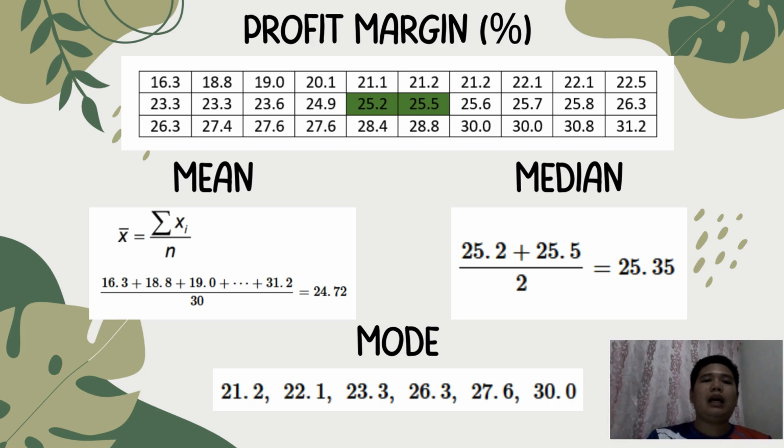Since there is more than one mode in this dataset, we can call it multiple modes, and my answer is 21.2, 22.1, 23.3, 26.3, 27.6 and 30, since each of these values occurs 2 times. And that's all from me.